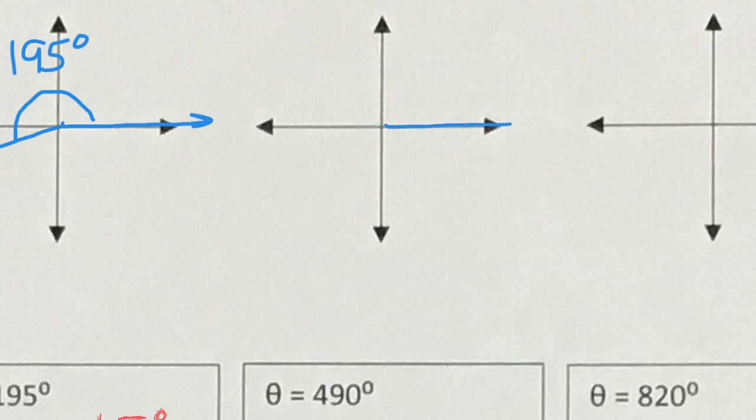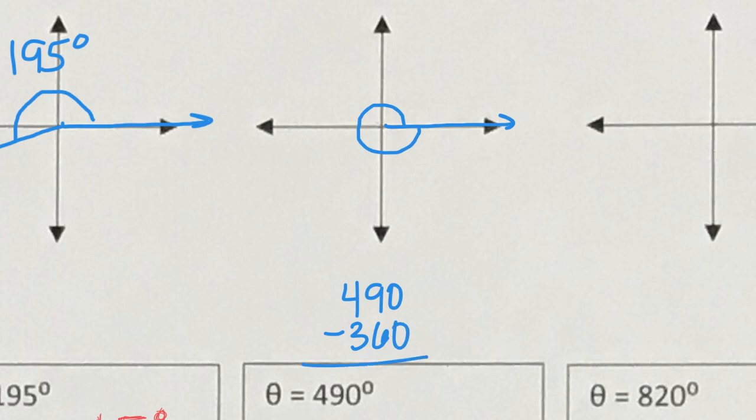our thing more than once, right? 90, 180, 270, 360. So how much farther than 360 have we gone? That is 130 degrees, which means we're going to end up over here in the second quadrant again. Okay, so a 490-degree angle looks the exact same as a 130-degree angle would. Okay, they look the same.